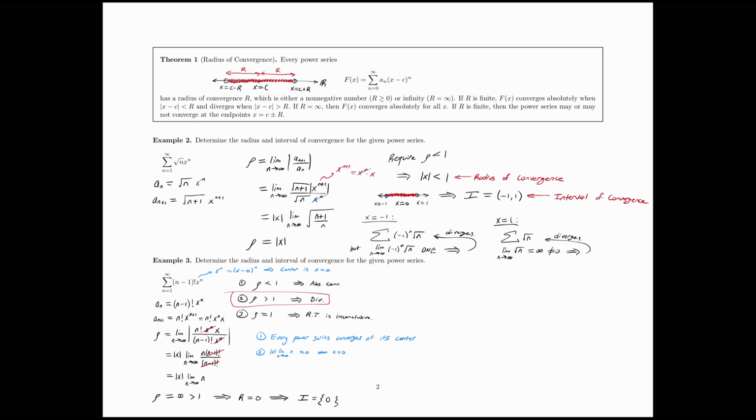We would call this a degenerate interval. We could express it like this, 0 and 0, but that is not really very well accepted notation. So the interval of convergence is really a degenerate interval. It's not even an interval. It has no width or length. It's just a single point.